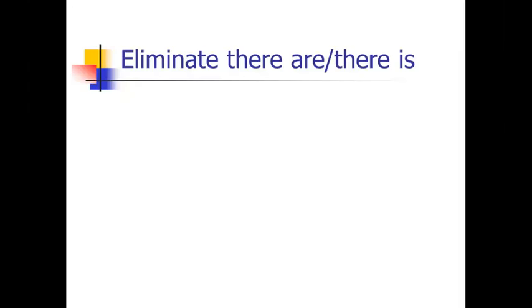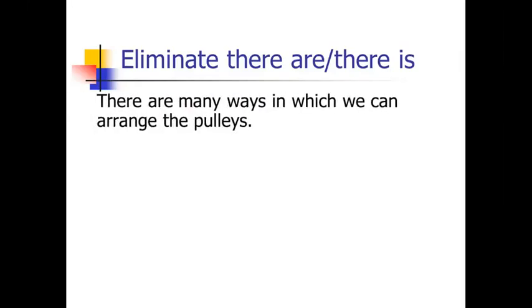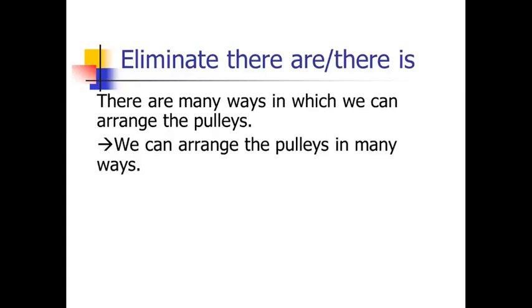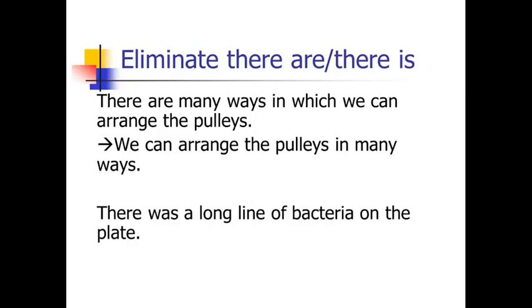Another little thing you can look for are instances where you've got there are or there is, when you actually completely don't need those words. So here's a very simple example. There are many ways in which we can arrange the pulleys. It kind of feels like you need the there are, but in fact you don't need it. You can just say, we can arrange the pulleys in many ways. You can drop that whole there are. Be on the lookout for when you're using a lot of to be verbs: is, are, was, were, be, been, and am. A lot of times there's a better verb there, or maybe you don't need the verb at all. Here's another example. There was a long line of bacteria on the plate. How can we get rid of the there was? How about just bacteria lined the plate? You can see by getting rid of the there was, we get a much more exciting verb, lined, rather than was.